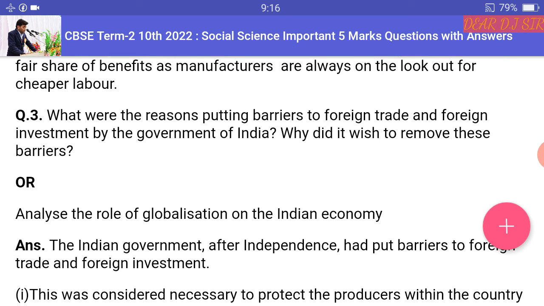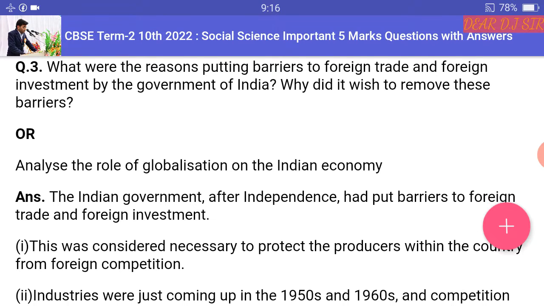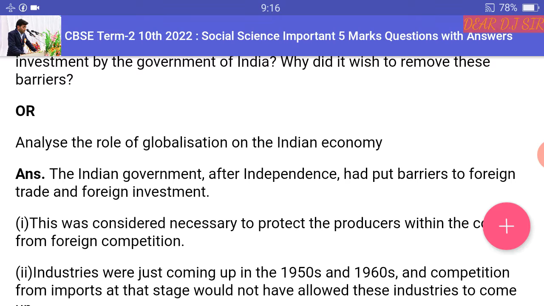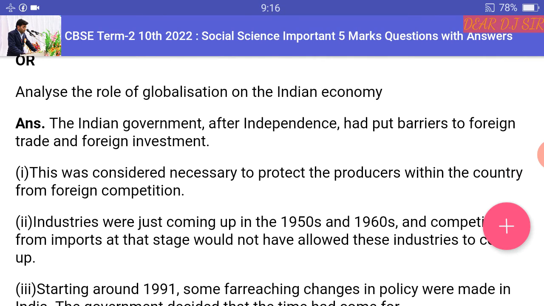Here the question number 3. What were the reasons for putting barriers to the foreign trade and the foreign investment by the government of India? Why did it wish to remove these barriers? Or the question may also be asked as, analyze the role of globalization on the Indian economy.